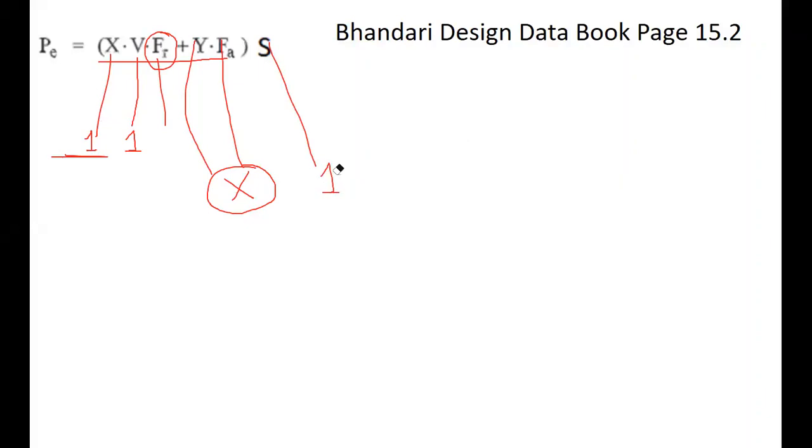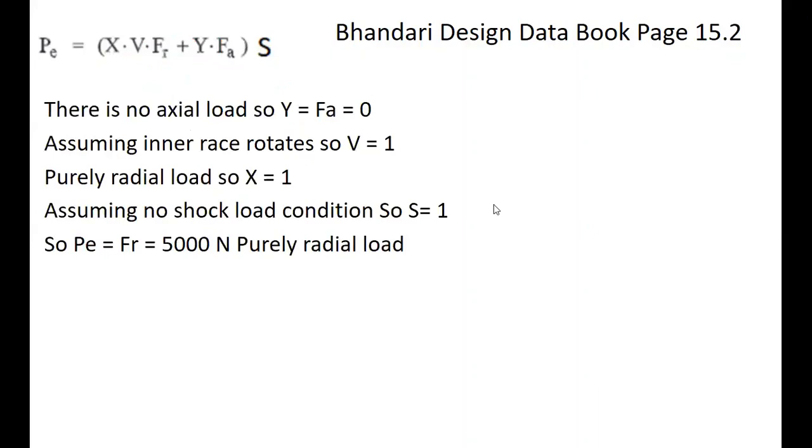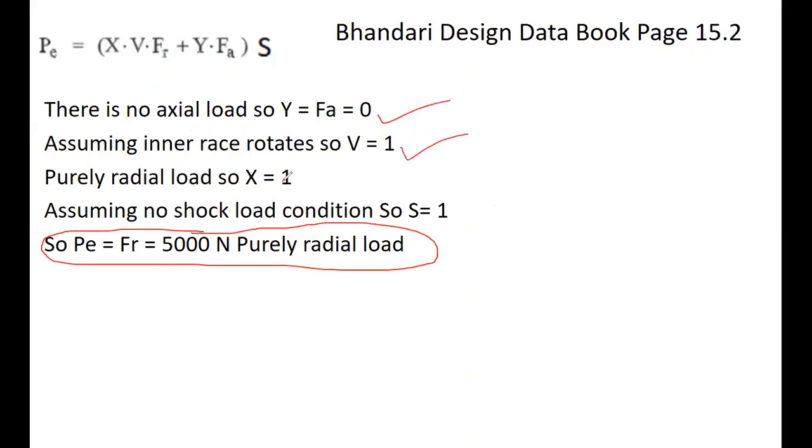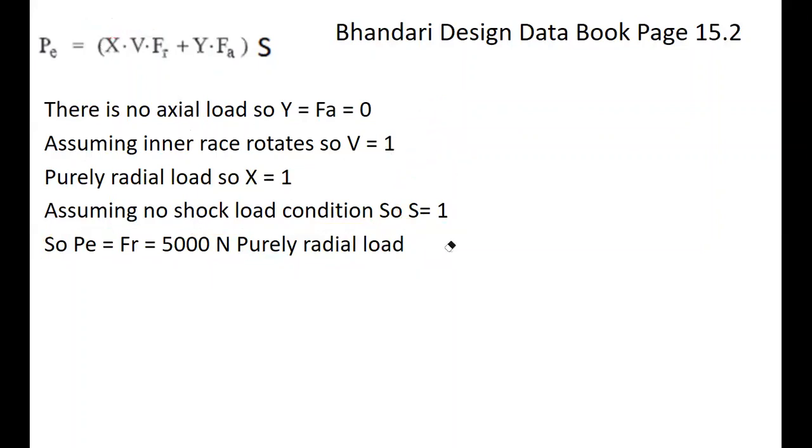So ultimately, our equivalent load will be equal to radial load. So our radial load is our equivalent load, which is 5000 Newton. Axial load is not given, right? Inner race is rotating. We assume V as 1. X we are going to assume 1 because it is a purely radial load. No shock load condition, so we are going to assume S as 1. So we found out PE as FR, which is 5,000 Newton.